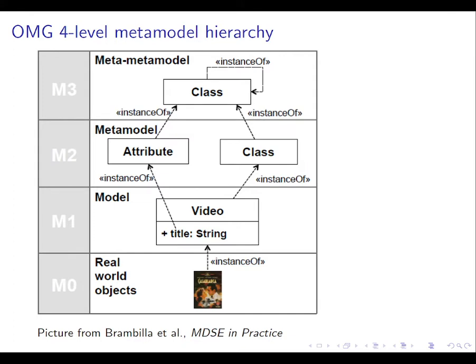And because it's exactly the same as the relationship between a model and the running instances, the real-world objects that conform to that model, we can actually make use of that, and OMG does, and have a 4-level meta-model hierarchy that exploits that similarity. And so this is the classic OMG 4-level meta-model hierarchy. At the bottom we have our real-world objects, or people sometimes say the instances in the running system.